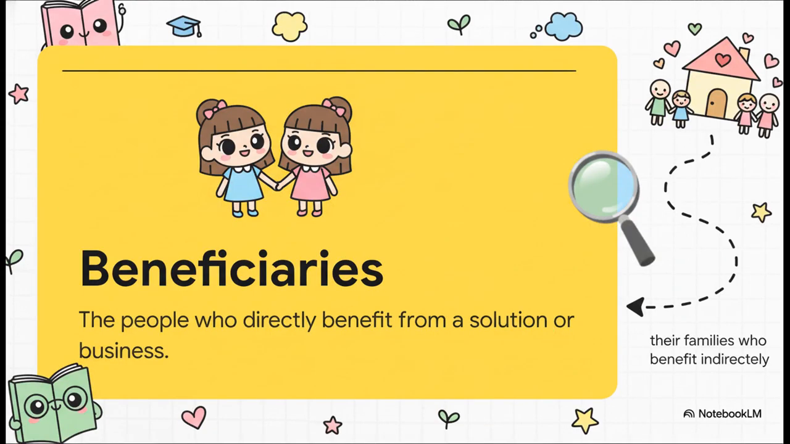And that brings us to our third and final group, the beneficiaries. Super straightforward, right? These are the folks who will directly benefit from whatever it is you're creating. And you can think of them as primary beneficiaries like the girls getting the education and secondary ones like their families who also benefit from that.